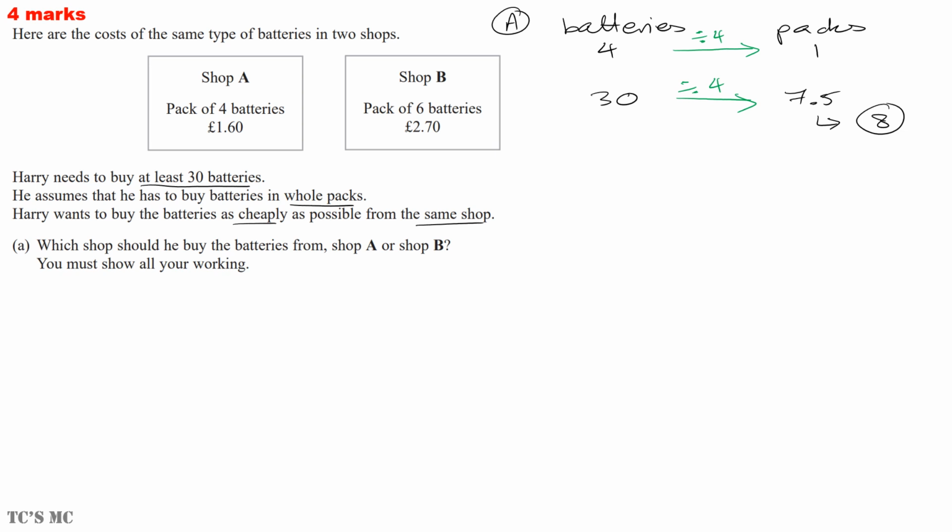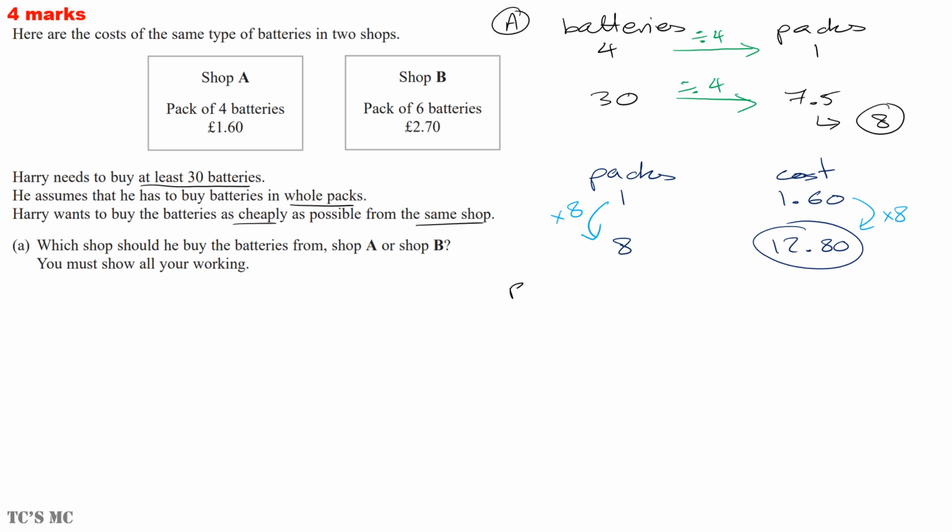Now we can work out the costs. So we have packs and we have cost. 1 pack costs £1.60. Harry is buying 8 packs. To go from 1 to 8, we need to multiply by 8. Do the same over here. That costs £12.80. And now we have a second mark.